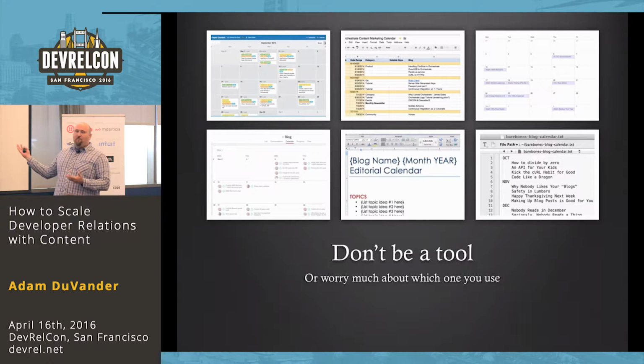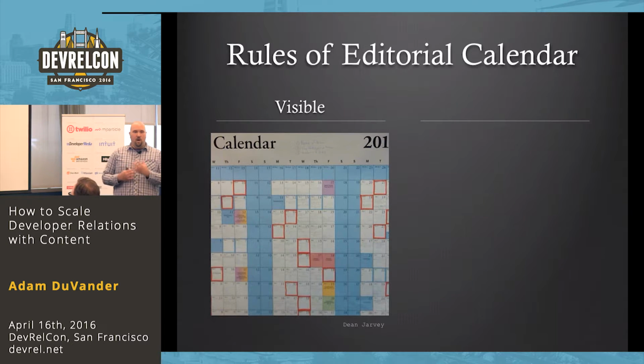All right. So for the calendar, it doesn't matter what you use; it matters that you do it. And I have used all of these before. This is Trello in Calendar View, a Google Spreadsheet, a Google Calendar, Asana in Calendar View. That's a Word doc, not my favorite, but okay, and then just a plain text file. So it doesn't matter what you use, but that you are planning what you're going to write.